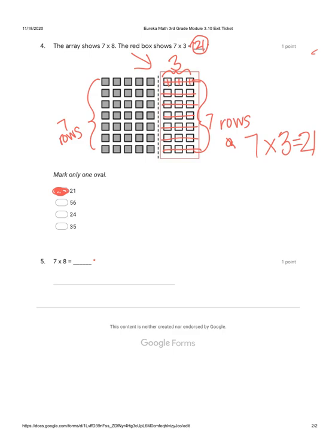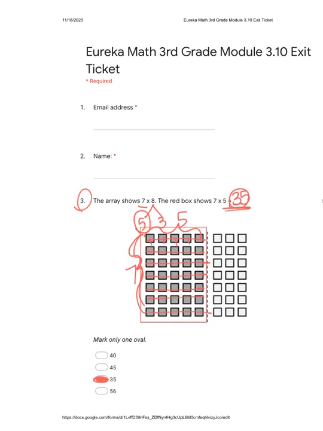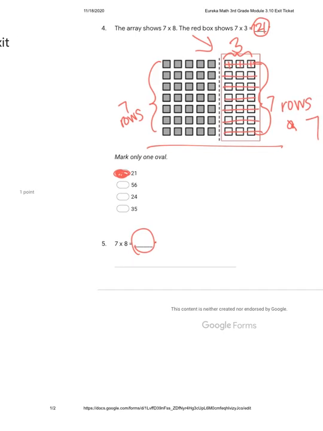And our last question is 7 times 8 equals blank. We're trying to find the answer to 7 times 8. So 7 times 8 is our array that we just broke down into 2 parts. So we're going to take both of those parts and add them together. So the first part of our array was 7 times 5 equals 35. Okay, so that's the first part of our equation, 7 times 5. And now we're going to add the second part, 7 times 3.